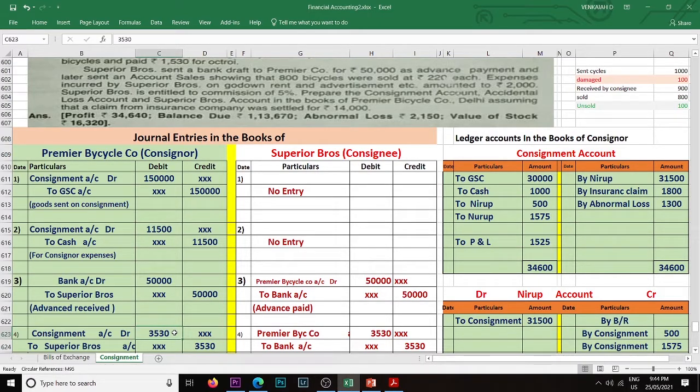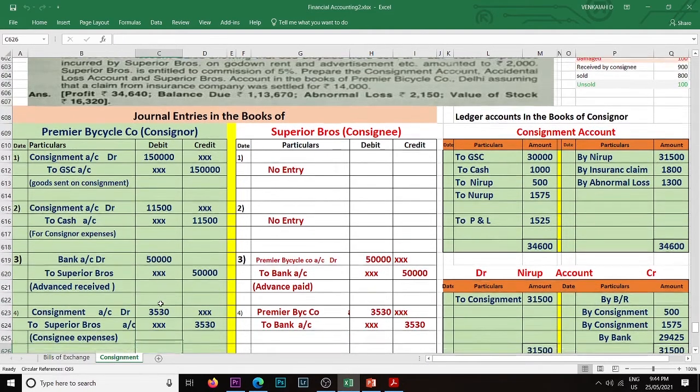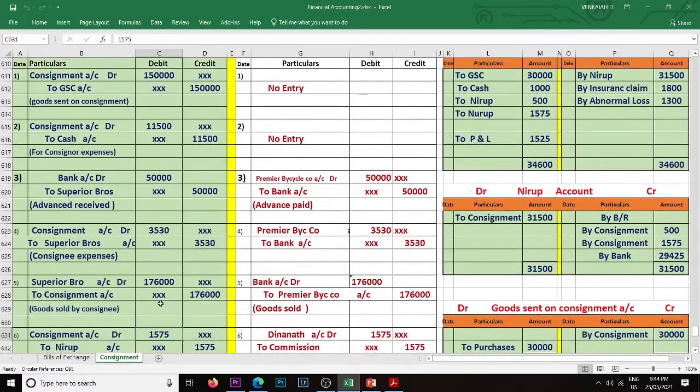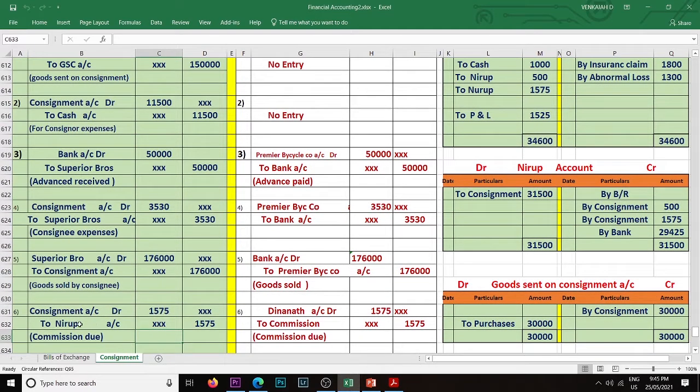Right, students? Only we have to calculate unsold stock and commission we have to calculate. And entitled 5% commission. Commission is always calculated on sales. Entry is consignment account debit to consignee name, Superior Brothers.